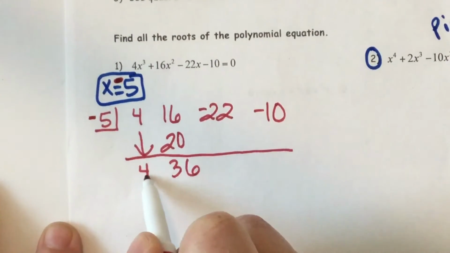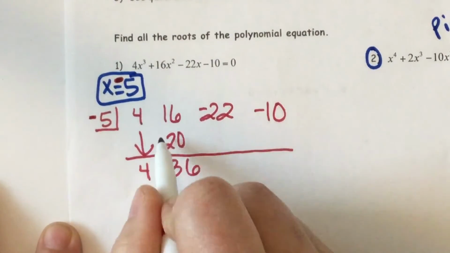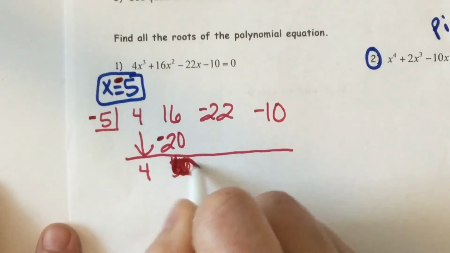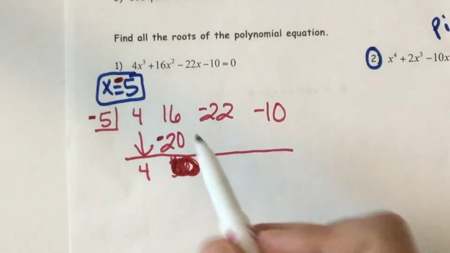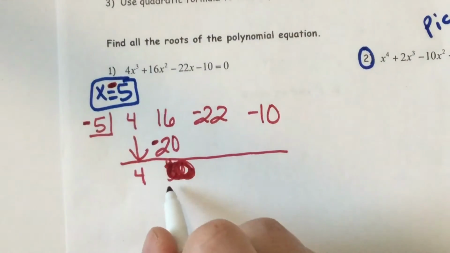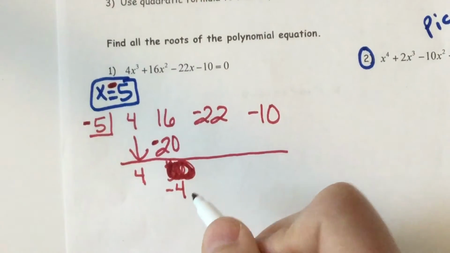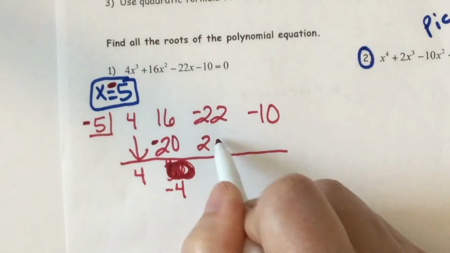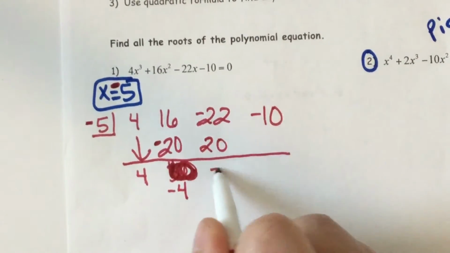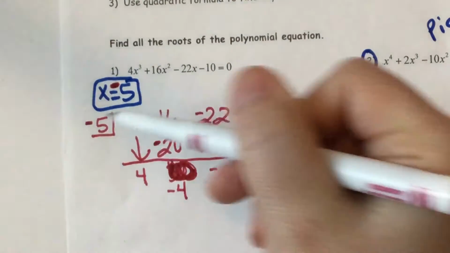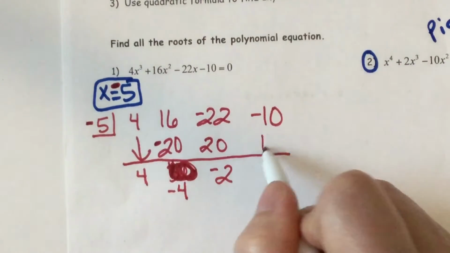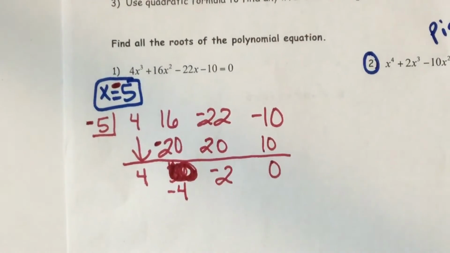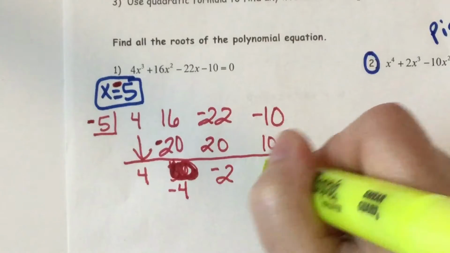So I still bring down the first number. So 4 times -5, that's -20. But I do not get 36 when I add those together. So if I add 16 and -20, I get -4. Okay, back to multiplying. -5 times -4 is +20. If I add these, I get -2. If I multiply -5 and -2, I get +10. And if I add those, I get 0. Yay! Remainder is 0. As long as my remainder is a 0, I know I didn't screw up.